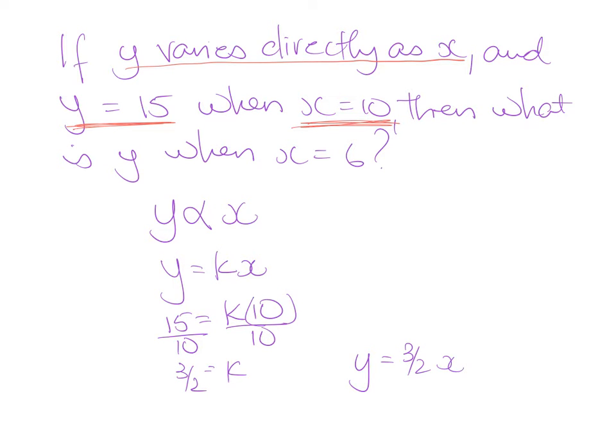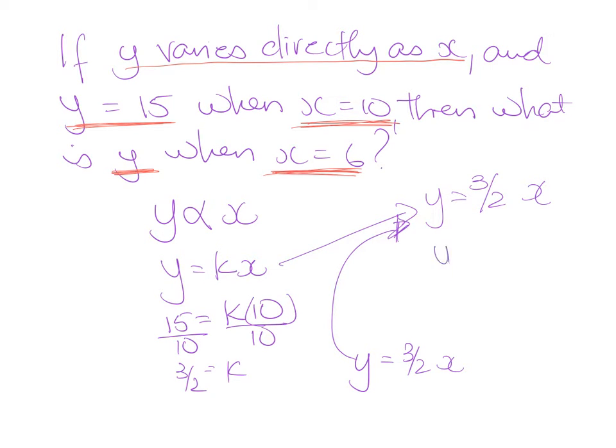Let's see what the question is asking us now. What is y when x is 6? We know y is equal to 3 over 2 x, which is what we just calculated, right? So now we want to know y when x is 6. So that's 3 over 2 by 6, which gives us 9. So our answer is when x is 6, y is 9.